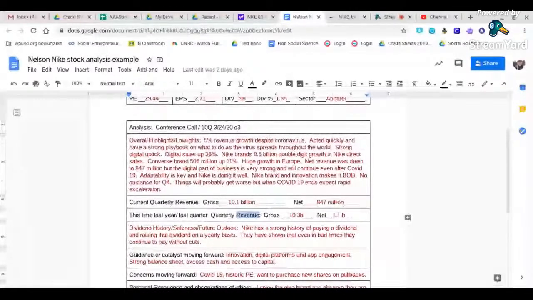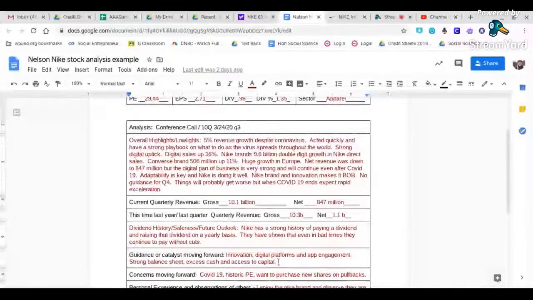All right. The dividend history, or safeness. Nike has a strong history of paying a dividend and raising that dividend on a yearly basis. They have shown that even in bad times, they continue to pay without cutting their dividend. We have a horrible time right now, and Nike still expects to be paying their dividend.